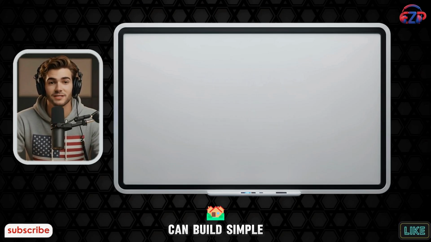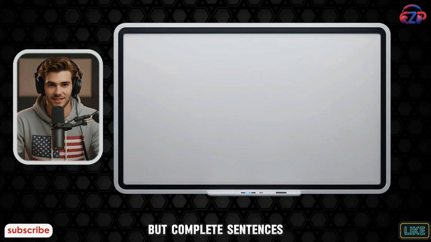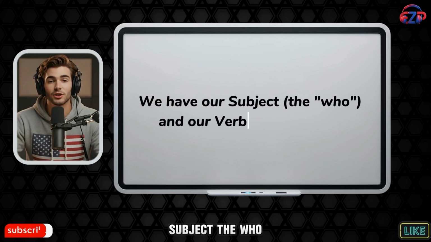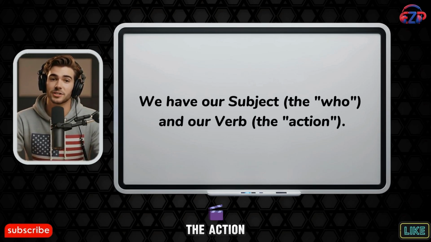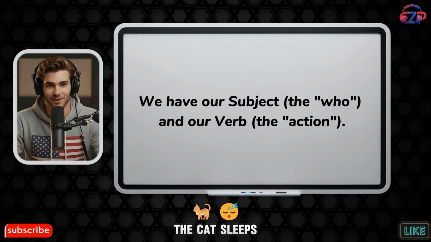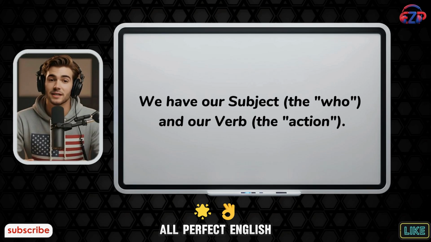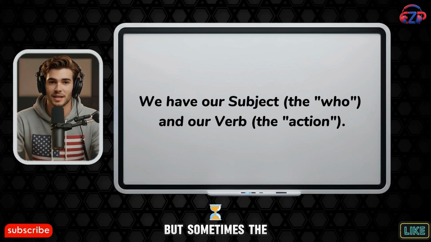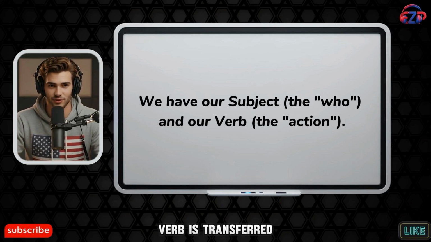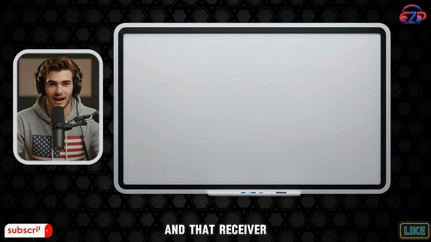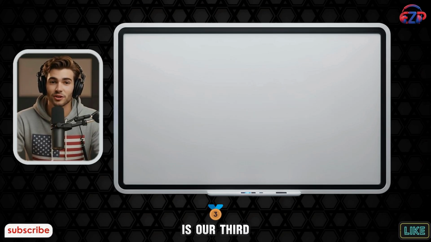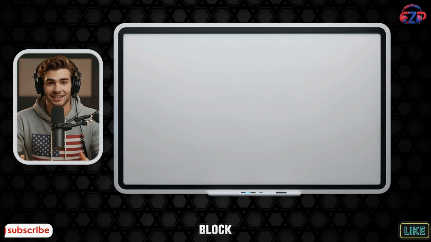So now we can build simple but complete sentences. We have our subject, the who, and our verb, the action. The cat sleeps. We study. She is a doctor. These are all perfect English sentences. But sometimes the action of the verb is transferred to something else, and that receiver of the action is our third and final building block.